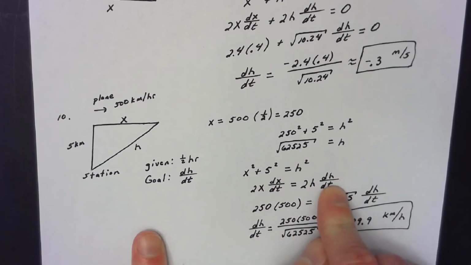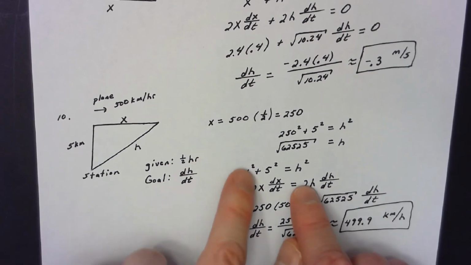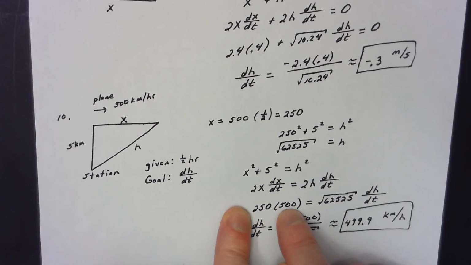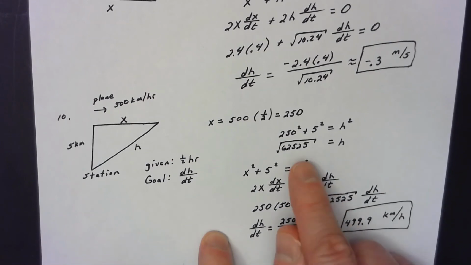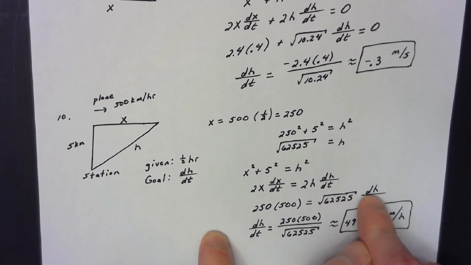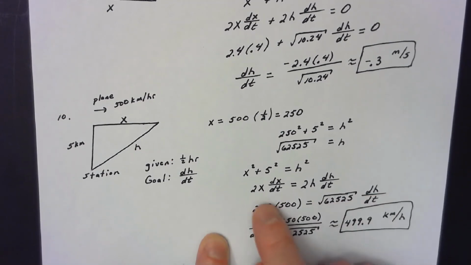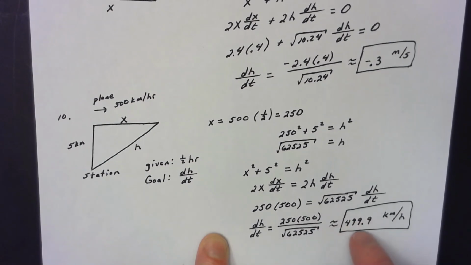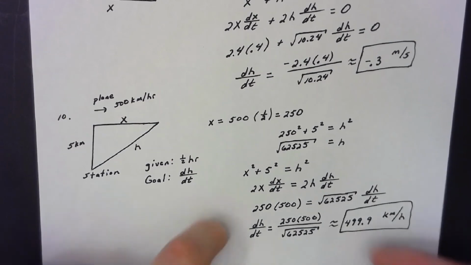Now it's just a matter of plugging in what we know, and just as I did in the previous two cases, I'm going to cancel out the 2 on each side, divide both sides by 2, then plug in what we know. x is 250. The rate of change of x, it's increasing its position by 500 kilometers per hour, so dx dt is 500. That's going to equal h, which we solved out up here, times dh dt. So dh dt is just the product of what I had on the left-hand side divided by the square root of 62,525. When I did that, I got an approximate answer of 499.9 kilometers per hour.